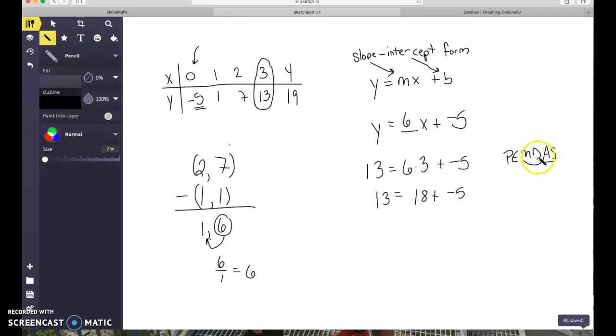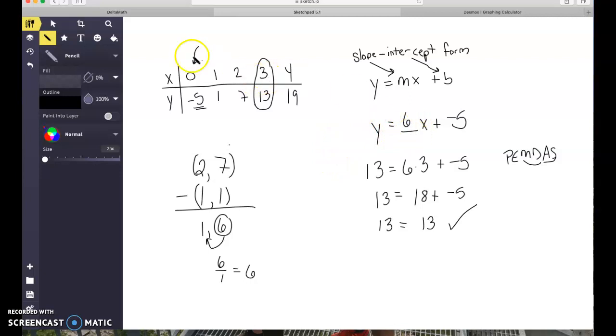And then I don't have any division. I do have addition and subtraction technically, right? I'm adding this negative 5. So 18 plus negative 5 gives me 13. And hey, 13 equals 13, so it worked out. If you're still not convinced, you could go ahead and grab another point and try another point. But at this point, I feel pretty convinced that it worked.